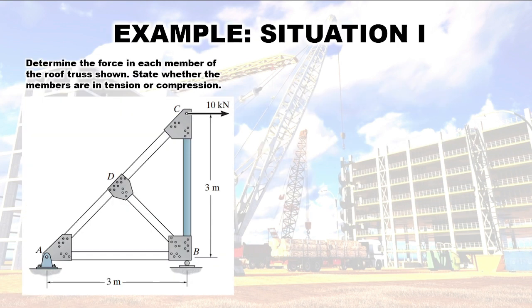Let's have an example. Determine the force in each member of the roof truss shown. State whether the members are in tension or compression. So the first thing we have to do here is to look for zero force members. So case 1, we have a joint that has two non-collinear members. So here, yung joint A natin has two non-collinear members, but it has external load. So therefore, it is not a zero force member. Then this one, yung joint C natin forms two non-collinear members, but you have external load. So it is not a zero force member.